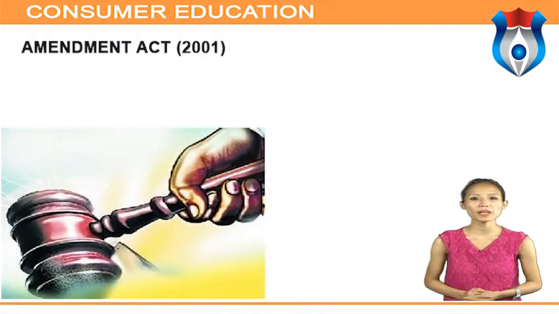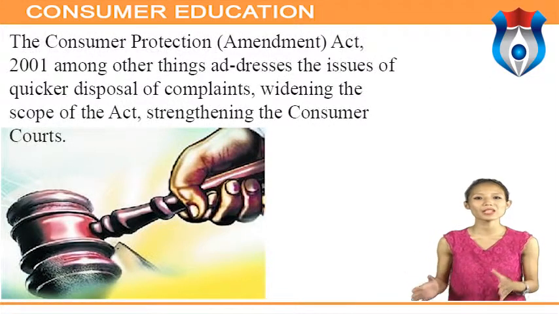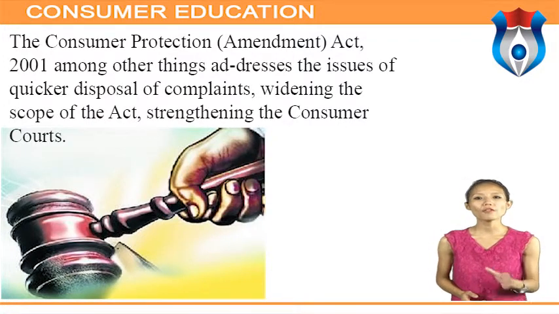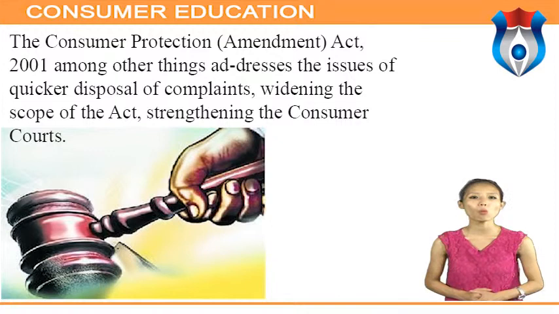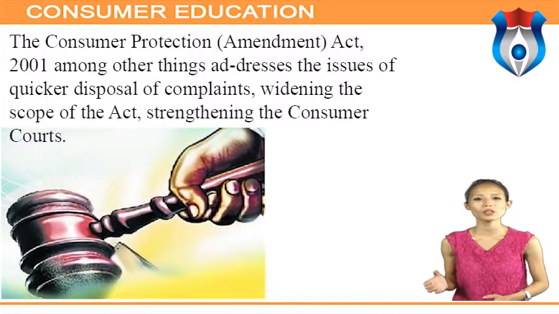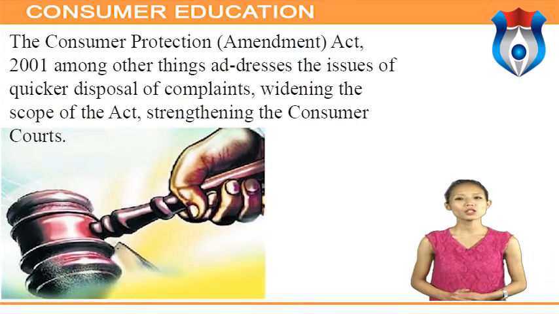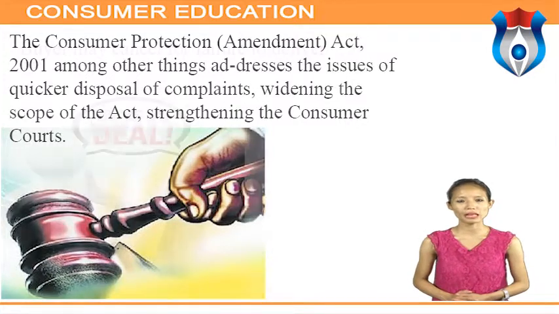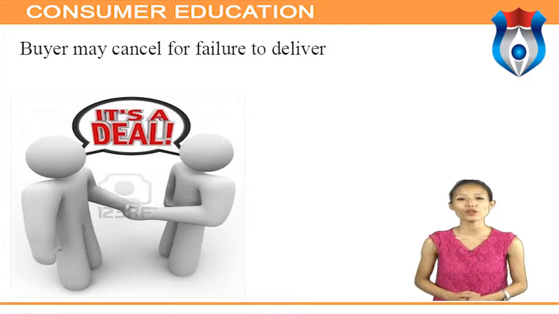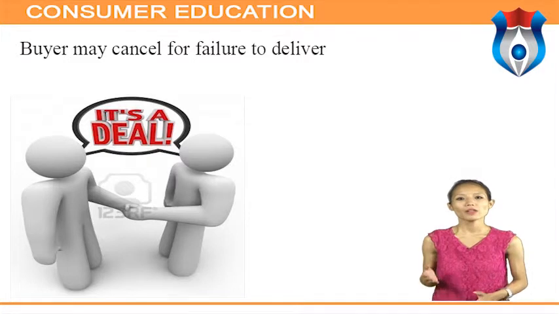Let's know the meaning of the Amendment Act 2001. The Consumer Protection Amendment Act 2001, among other things, addresses the issue of quicker disposal of complaints, widening the scope of the Act, and strengthening the consumer courts. It is also proposed to establish a Consumer Protection Council in every district in order to strengthen the consumer movement at the grassroots level. Buyer may cancel for failure to deliver before accepting delivery of goods or services under a retail sale or retail hire purchase agreement. The buyer may cancel the agreement if the seller does not deliver.